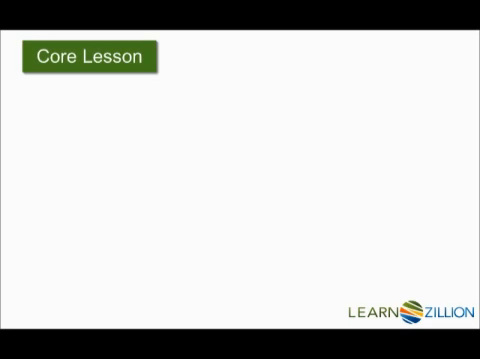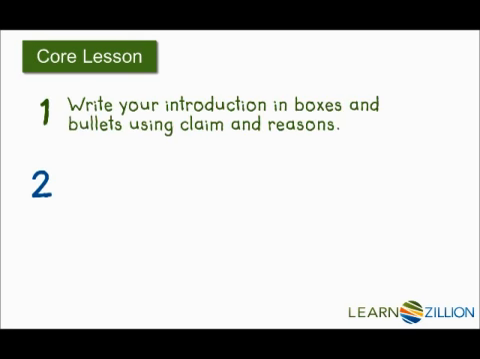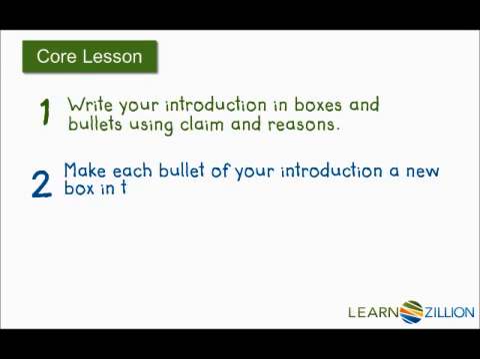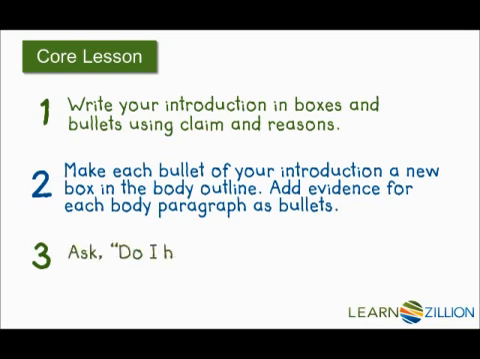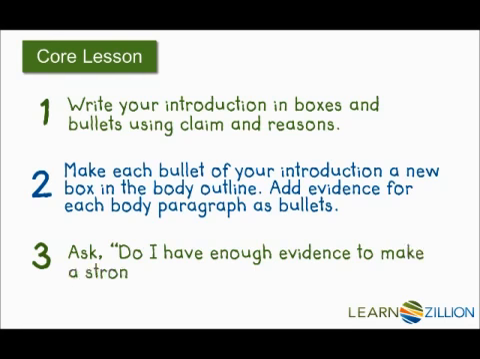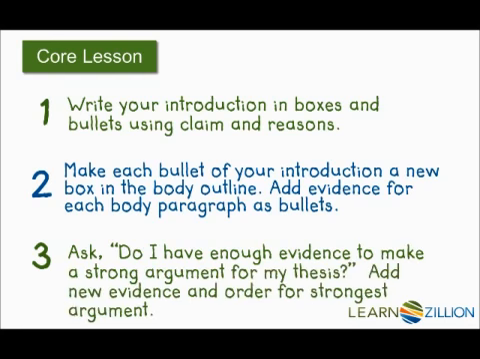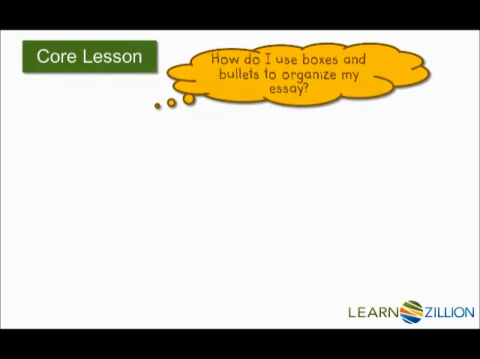So let's take a look at the steps that are going to help us build a strong argument. First, we're going to write your introduction in boxes and bullets using claim and reasons. Then we need to make each bullet of your introduction a new box in the body outline, and then we'll add evidence for each body paragraph as bullets. And finally, we need to ask, do I have enough evidence to make my strong argument, or do I need to go back and add more? So maybe we'll add some new evidence for the strongest argument on an as-needed basis here. Let's take a look at how we use boxes and bullets to organize an essay.